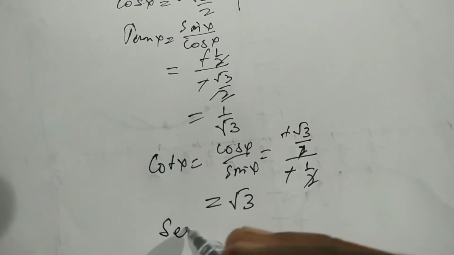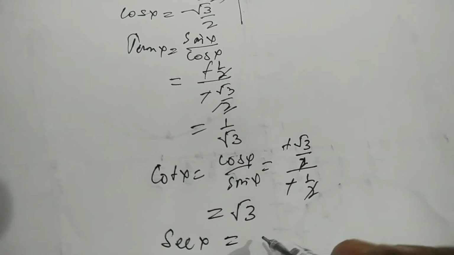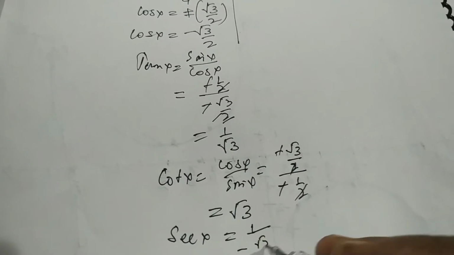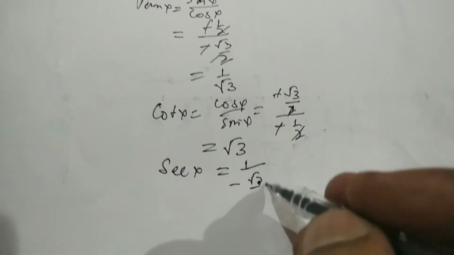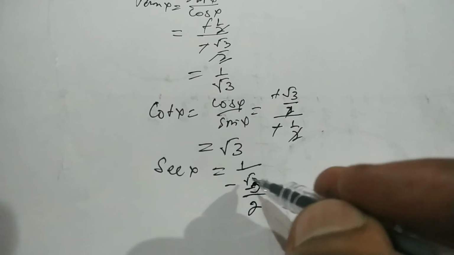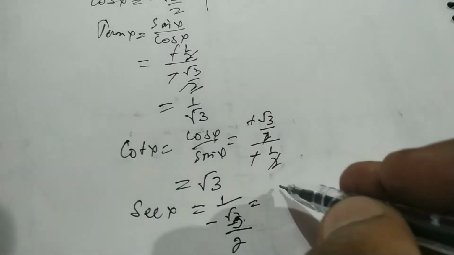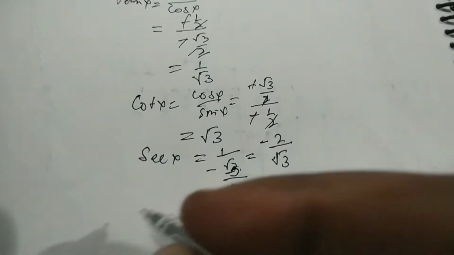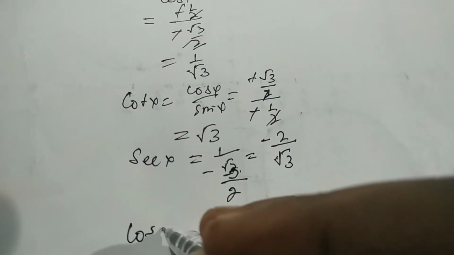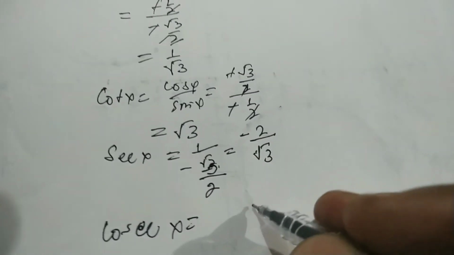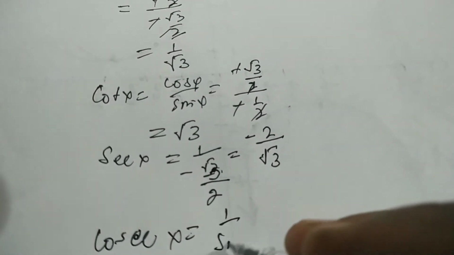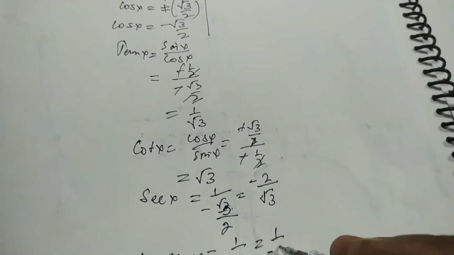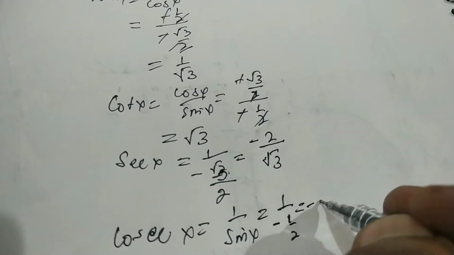Now this is secant x. The secant x is 1 upon cos x, which is 1 upon minus root 3 upon 2. Then 2 goes to the numerator. This is minus 2 upon root 3. The last one is cosec x, which is equal to 1 upon sin x, equal to 1 upon minus 1 upon 2. This is equal to minus 2.